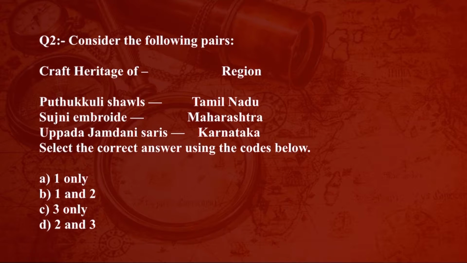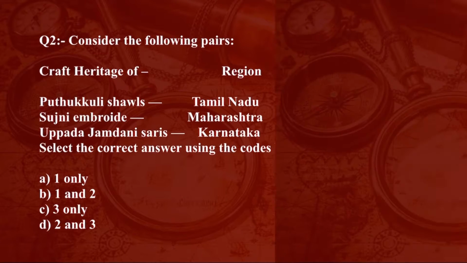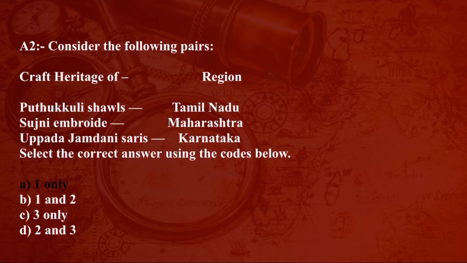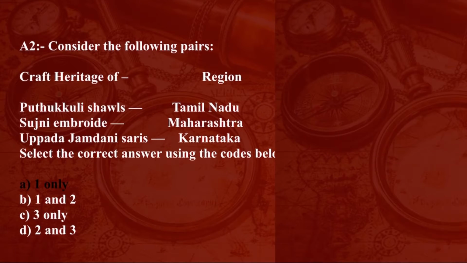Question number 2 is, consider the following pairs: craft heritage of and region. Puthukali shawls, Tamil Nadu. Sujni embroidery, Maharashtra. Uppada Jamdani sarees, Karnataka. Select the correct answer using the codes given below. Option A, 1 only. Option B, 1 and 2. Option C, 3 only. Or option D, 2 and 3. So answer of this question is option A, 1 only. Now let's see the explanation.